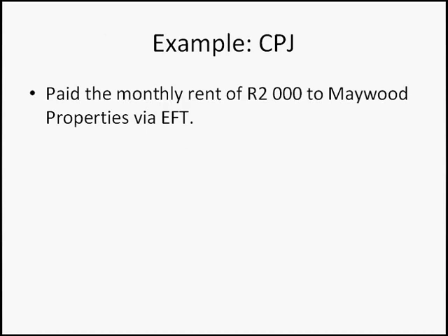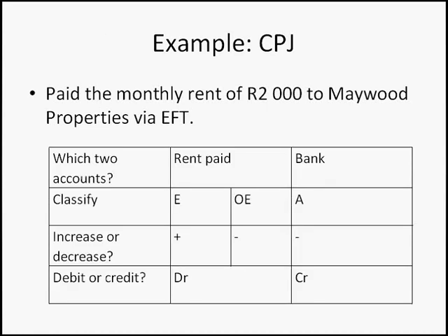We have a similar situation with cash payments. The transaction that we could have here is paid the monthly rent of 2,000 Rand to Maywood Properties via EFT. If we had to ask ourselves the 4 questions again, which 2 accounts are involved? Firstly, I'm paying rent, so it's rental paid or rent paid, and bank, because I'm paying it via EFT, so that is seen as cash, and it's done from my bank account.